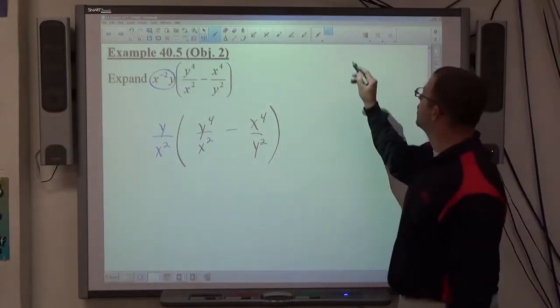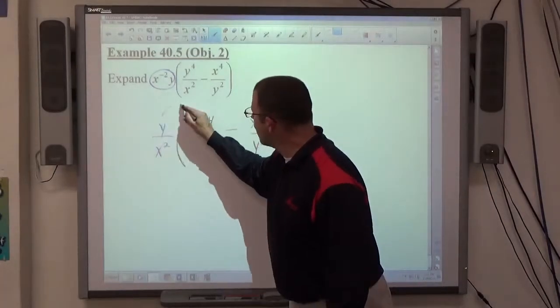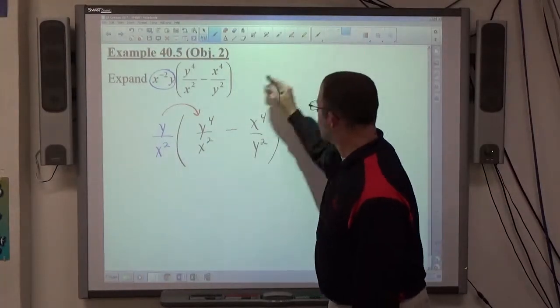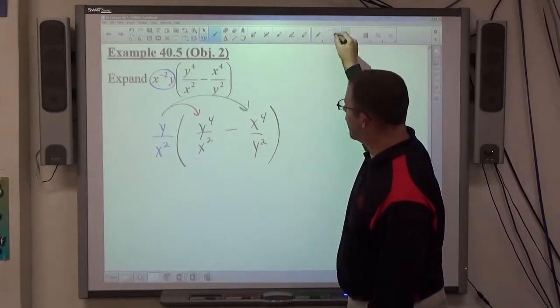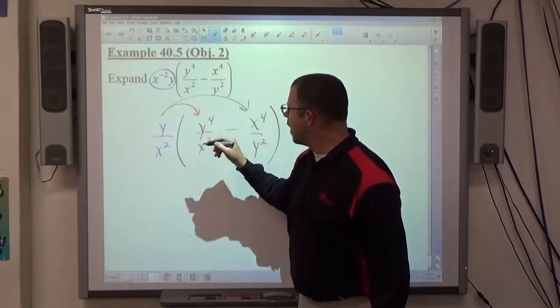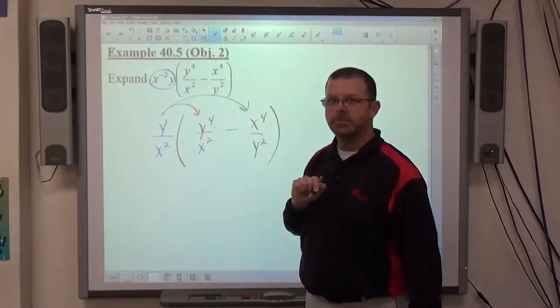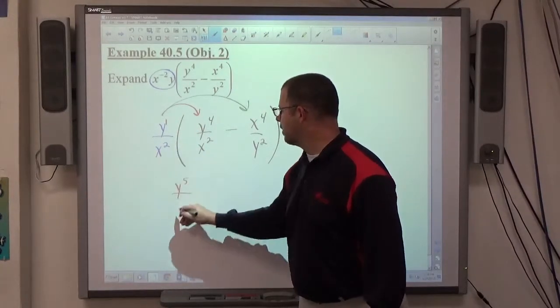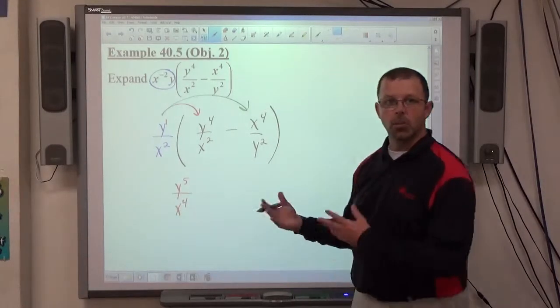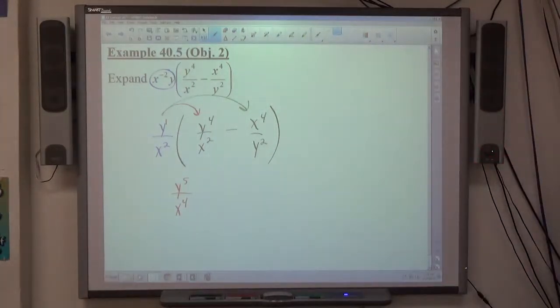Now we're ready to distribute. Y over x squared times the first thing, y over x squared times the second thing. So if I do the multiplication, the red one first, y times y to the fourth, this is y to the first, right? Yes. Y times y to the fourth makes y to the fifth on top. X squared times x squared makes x to the fourth on the bottom. The rule says if you're multiplying a letter by itself, you're going to add the powers together.